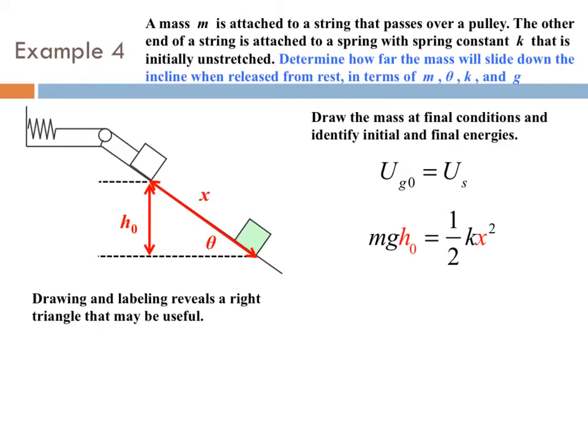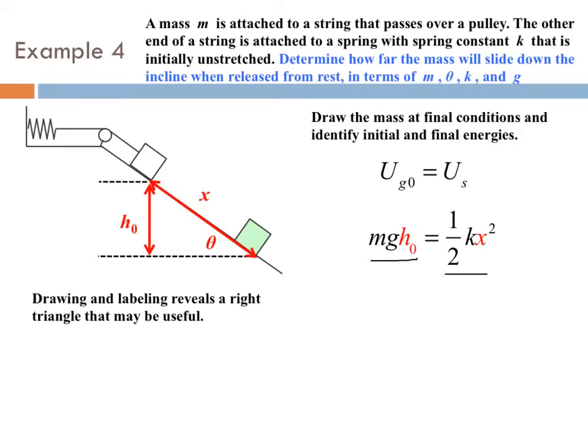So it's always important to draw the mass at final conditions and identify the initial and final energies. So at the beginning, all we have is potential energy because it says that our spring is unstretched, so we don't have any potential energy of a spring. At the end, we do have our potential energy of a spring, but no height. So I want to solve for x, the distance that my block moves down the incline.